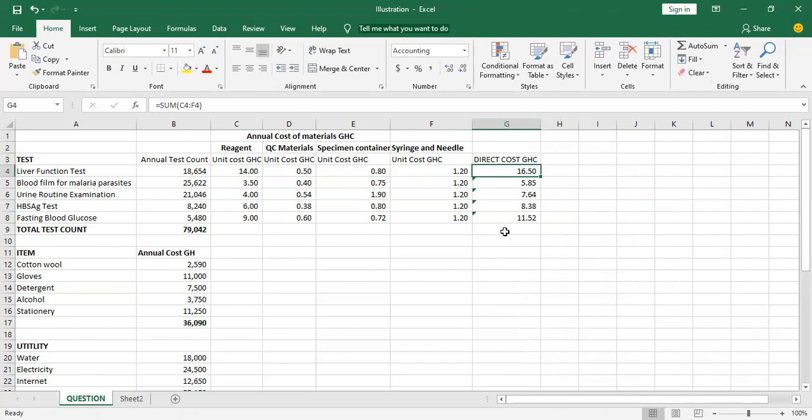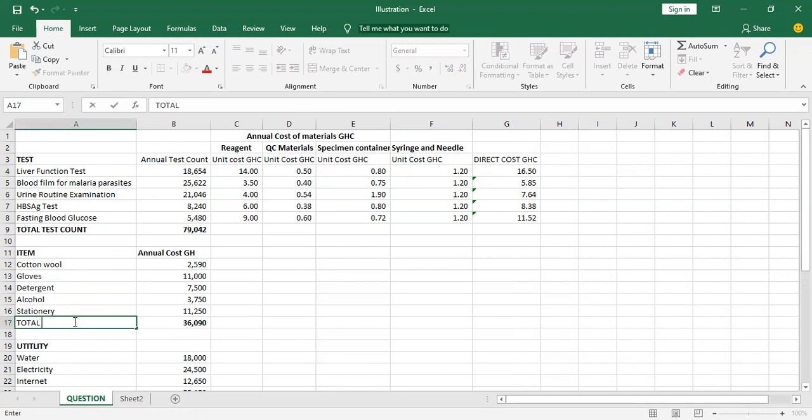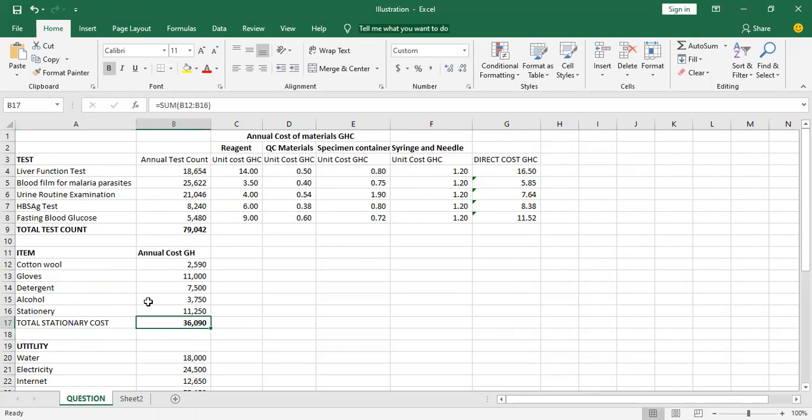Now, we are done with the direct cost. Next, we look at the indirect cost. So we take them one after the other. Stationery. So total stationery cost is 36,090. So what we do is to share this cost over all the tests that were done for the year, which is 79,042.